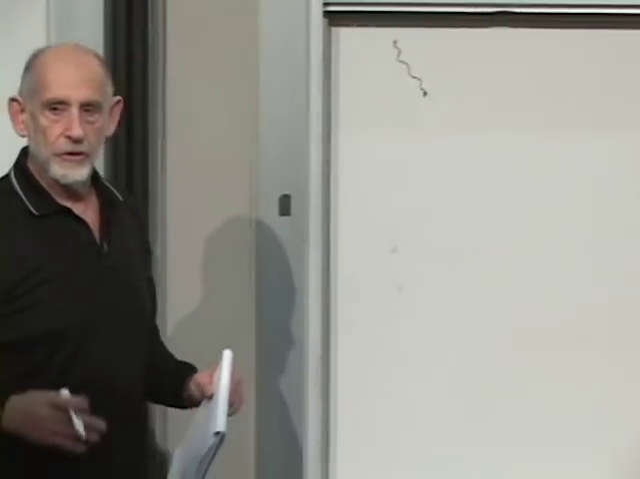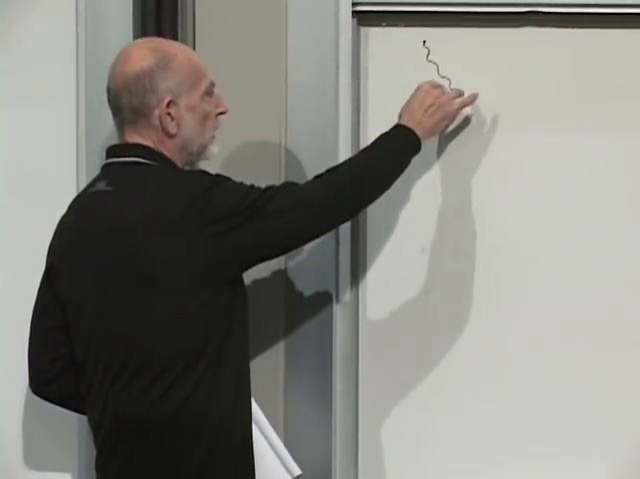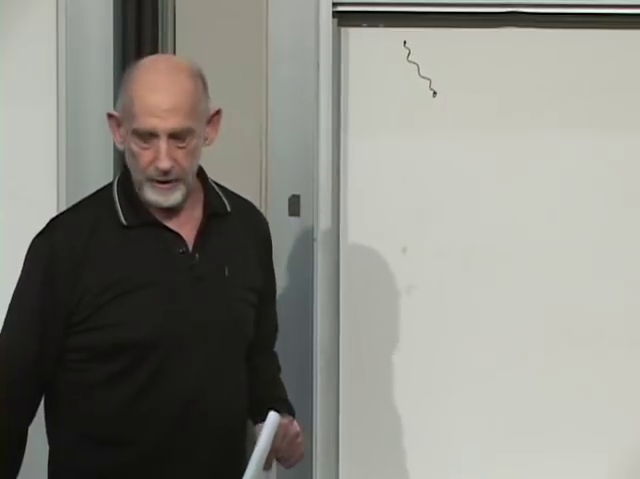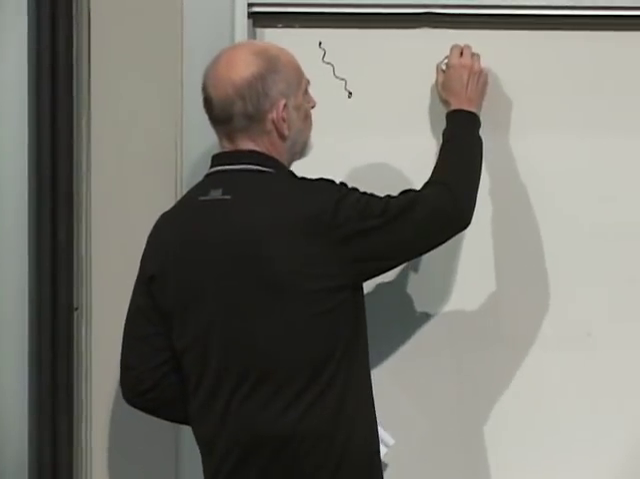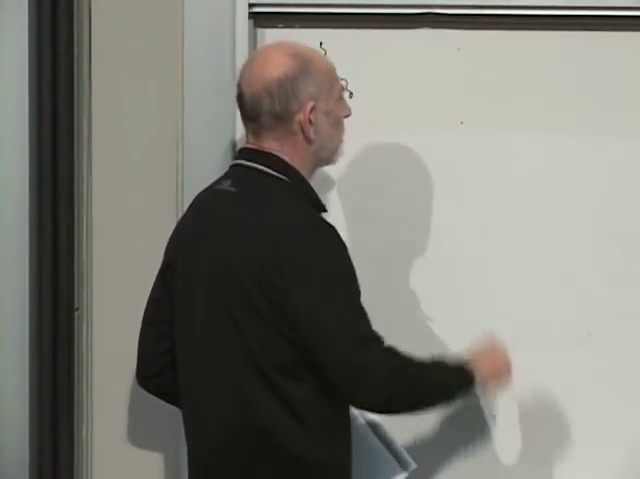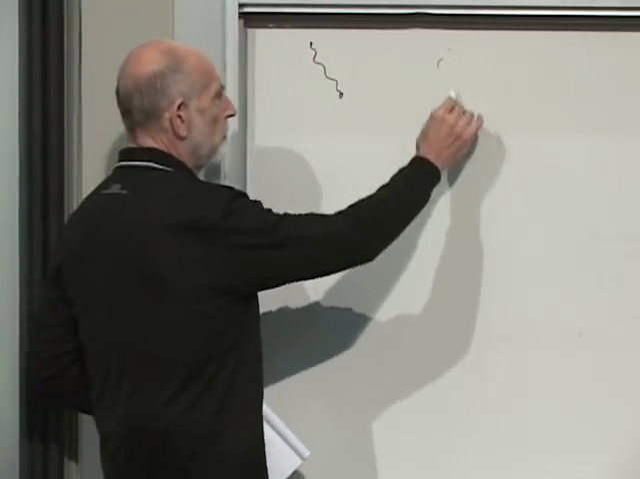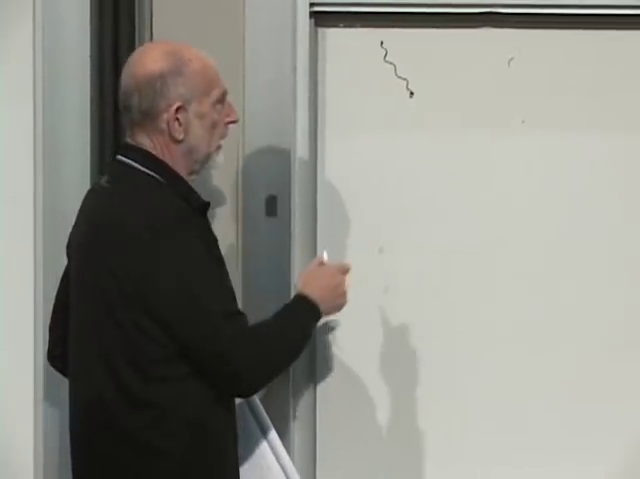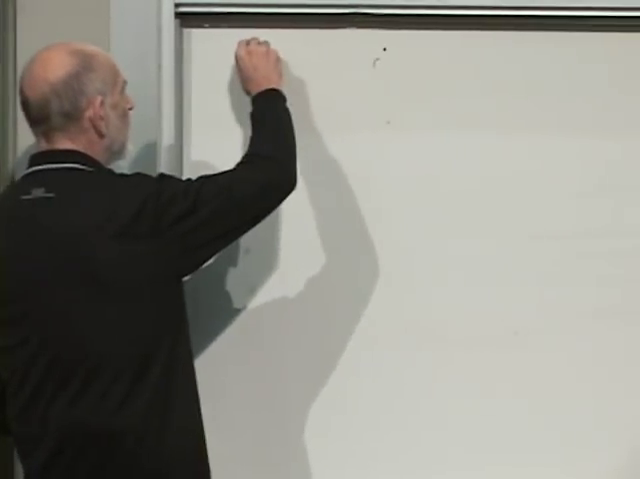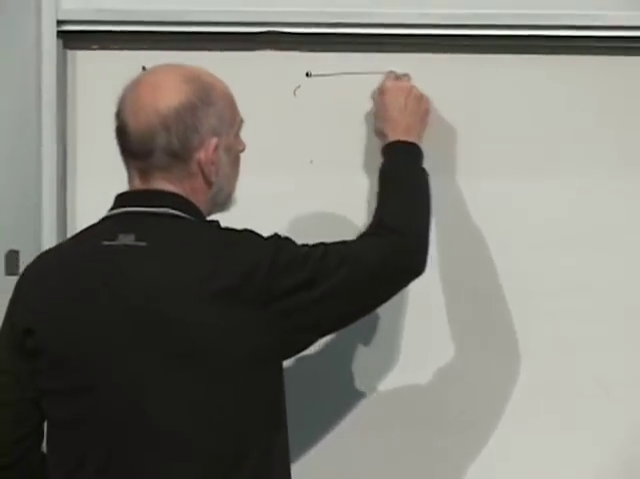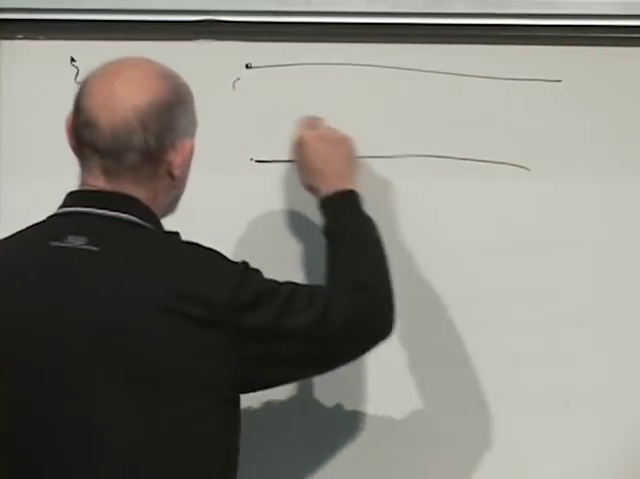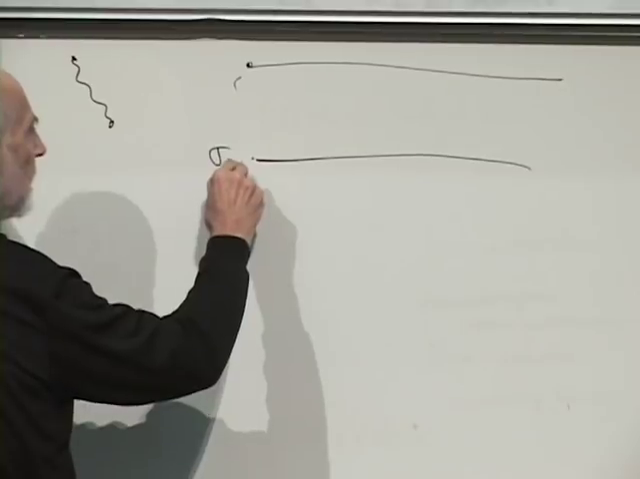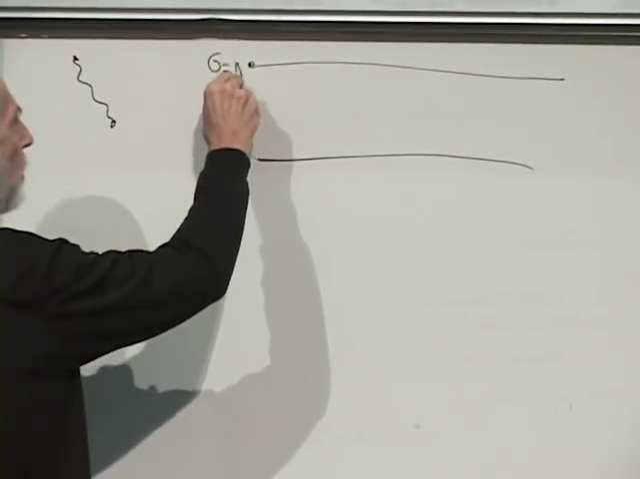Now, remember, the string has a coordinate along it, which we call sigma. Let's draw the sigma axis over here, from sigma from 0 to pi. And here's the string. But the string propagates in time. Let's draw time horizontally. Here's the end of a string at sigma equals 0, sigma equals pi. These are open strings.